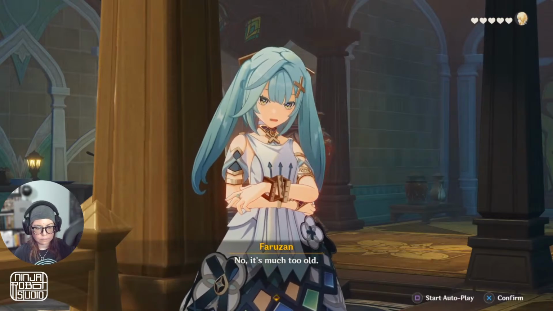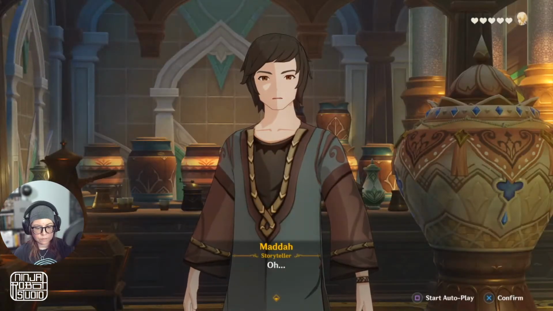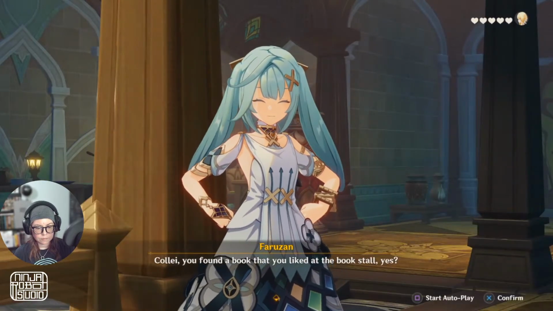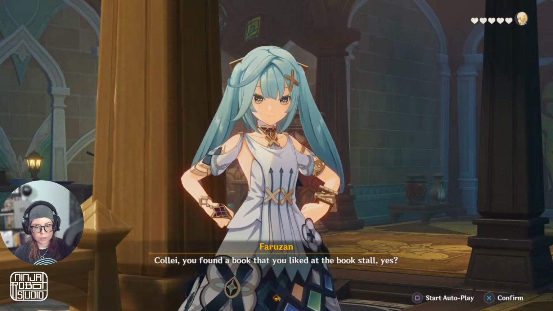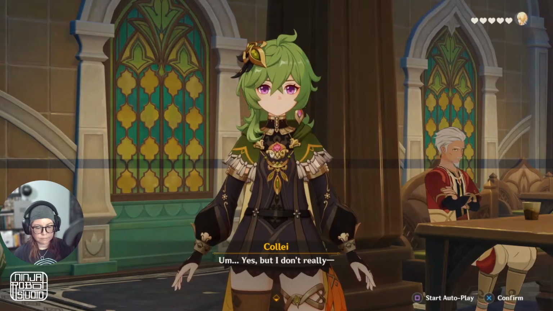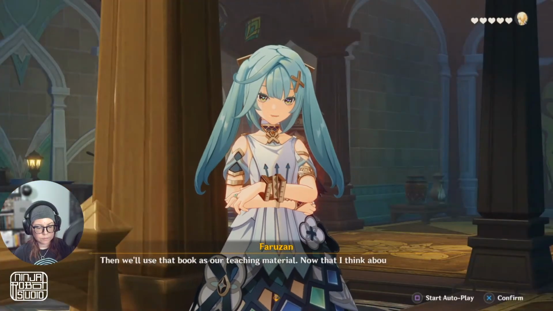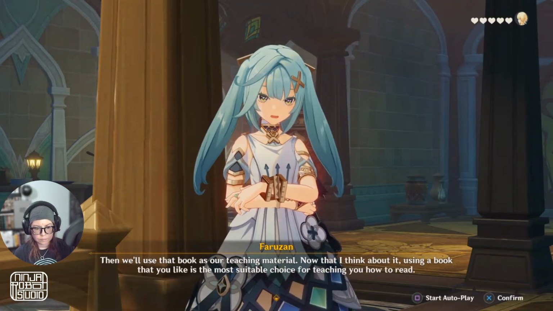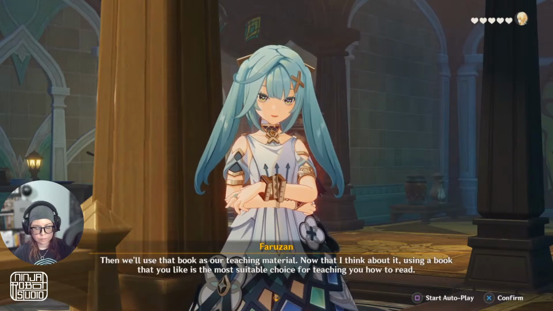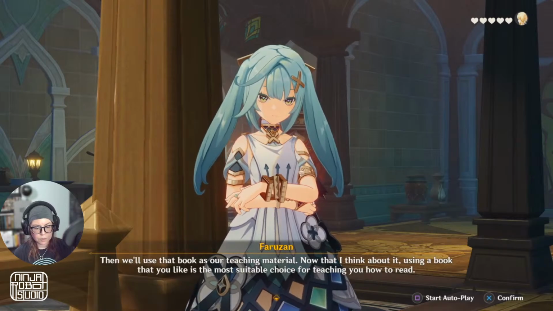No, it's much too old. Ole, you found a book that you liked at the stall, yes? Yes, but I don't really... Then we'll use that book as our teaching material.